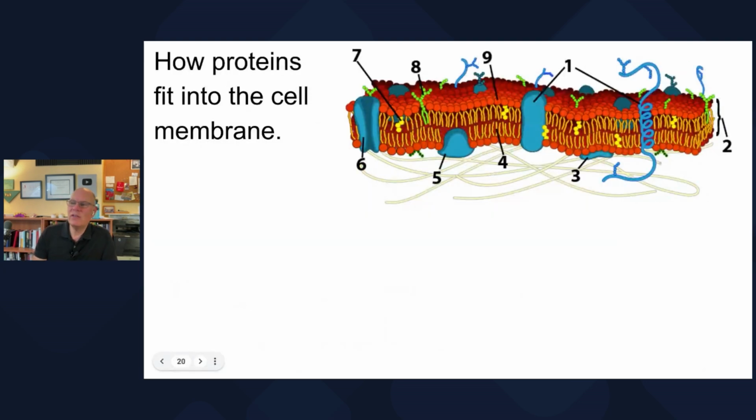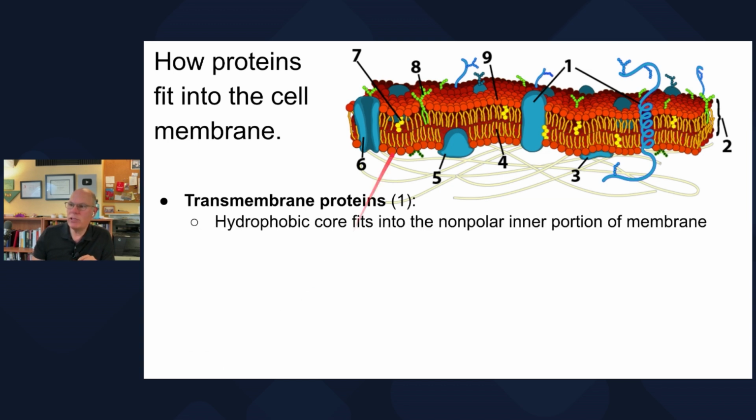Let's talk about how proteins fit into the cell membrane. The terms I'm going to introduce right now are not important in and of themselves, but it is quite important that you understand the basic mechanism that we're discussing here. So we've got transmembrane proteins. Transmembrane proteins have a hydrophobic core that fits into the nonpolar inner portion of the membrane. So here's where you have to use the stuff from Unit 1 to help you understand Unit 2 if you're an AP Biology student. And a more general way to say that is use the biochemistry that you learned at the start of the course to understand the cell biology that you're learning right now.